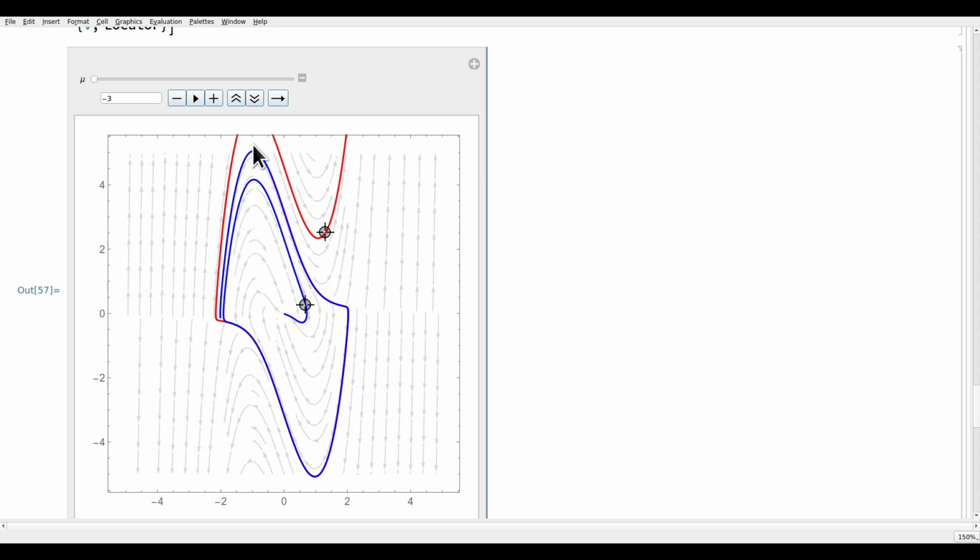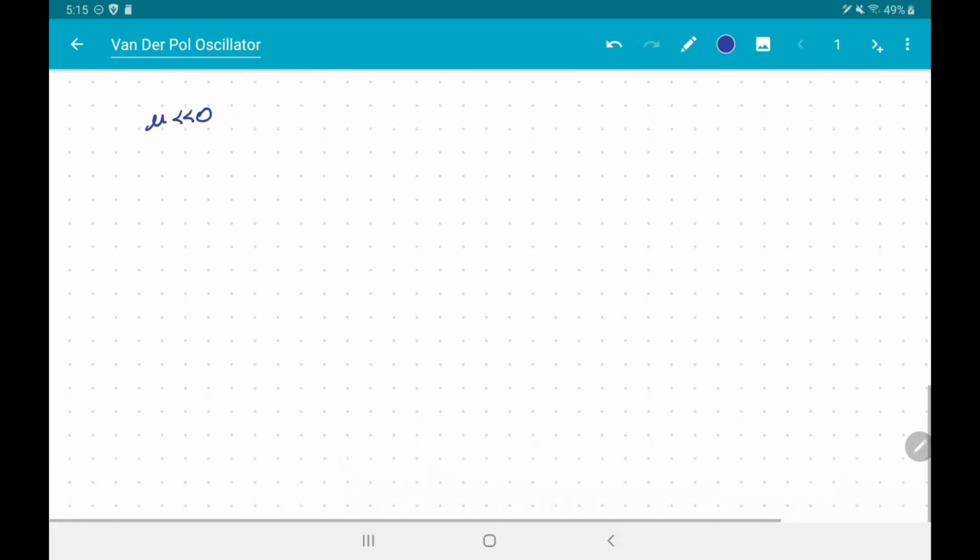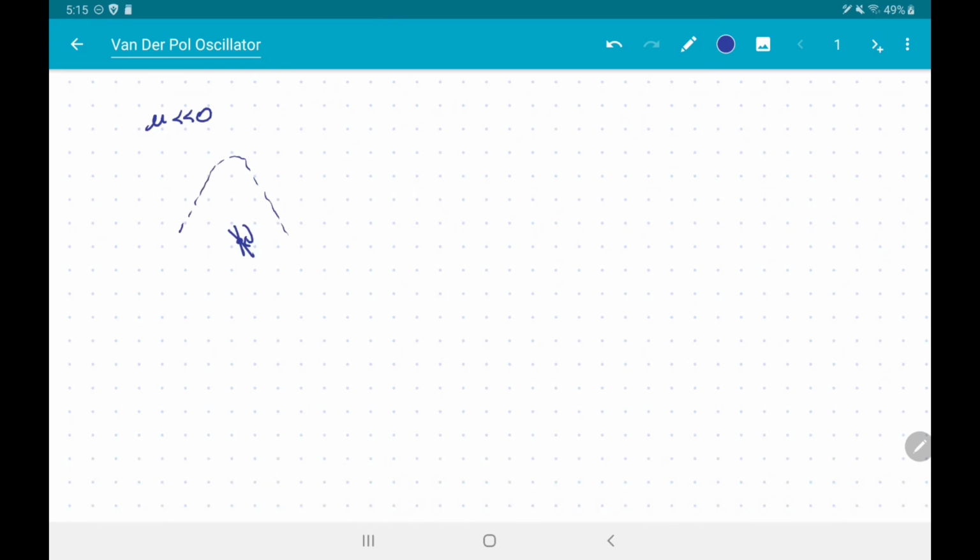I'm going to sort of sketch over here. There's the other window. So for mu much, much less than 0, we have a stable node at the origin, and there is some kind of unstable limit cycle out here. Yeah, maybe I should just leave this. Something like that.